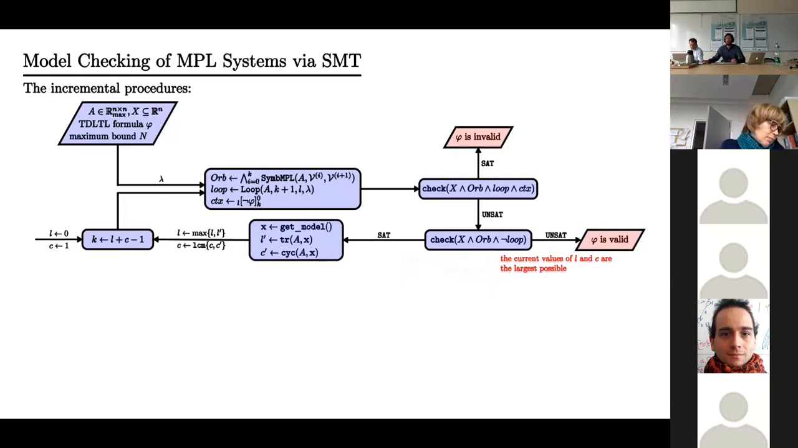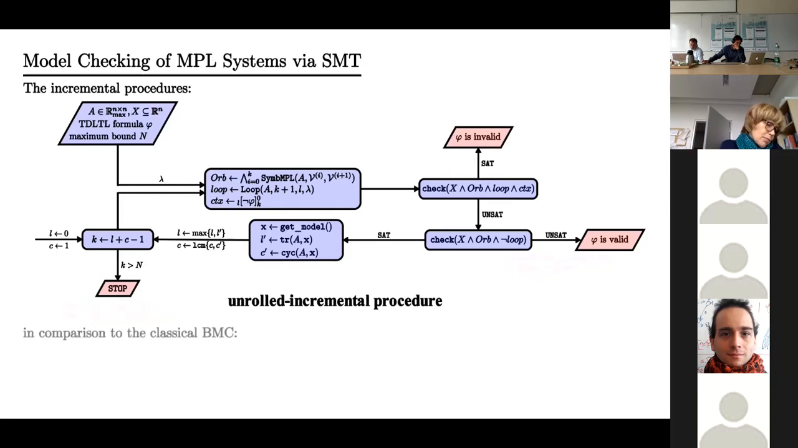It is possible that we may never exit the procedure with these two outcomes. We use capital N as the other termination condition, which only tells us that there is no counterexample up to bound N. This output may occur on unboundedly periodic MPL systems. We call this procedure unrolled incremental. In comparison with the classical PMC algorithm, there are three main distinctions.